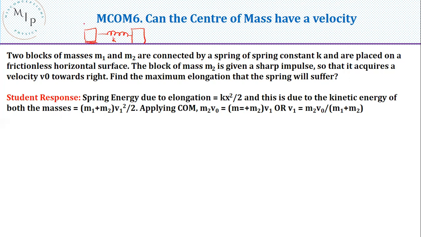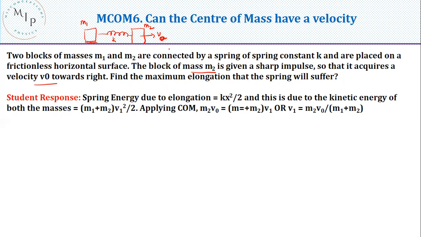Spring constant K. These have different masses, M1 and M2. The block of mass M2 is given a sharp impulse. That means you are just hitting it like this, so it acquires a velocity V0 towards the right. As it moves forward, it moves with velocity V0. Initially, it doesn't have any velocity, so you are giving it a velocity V0. Find the maximum elongation the spring will suffer.